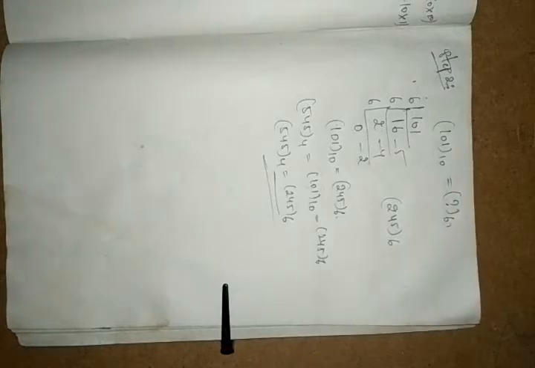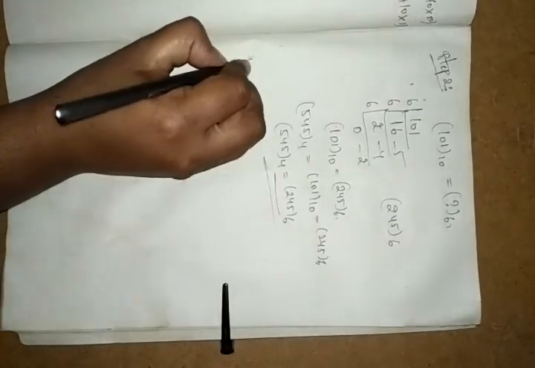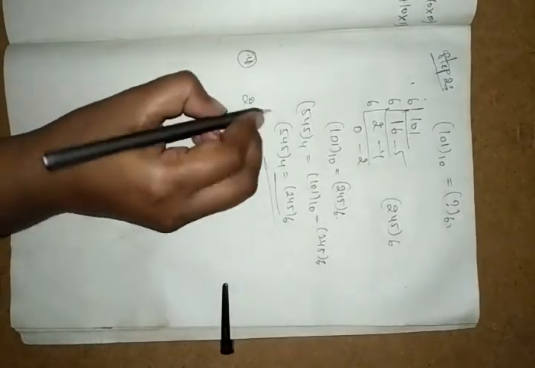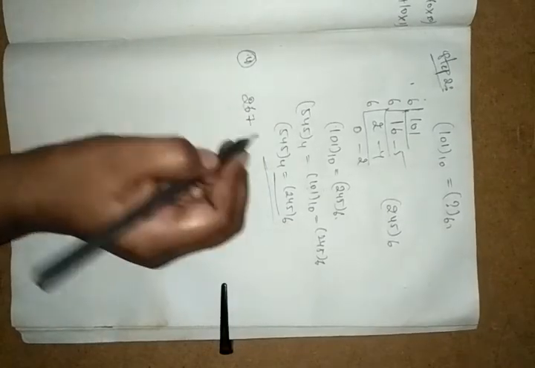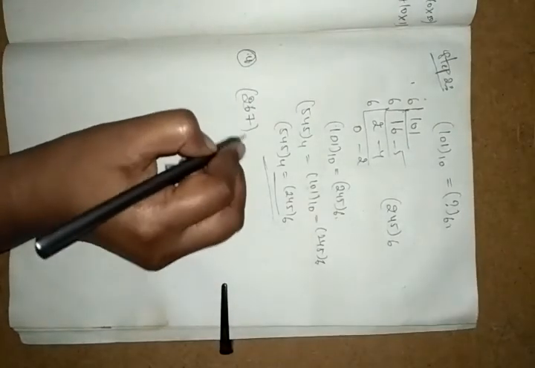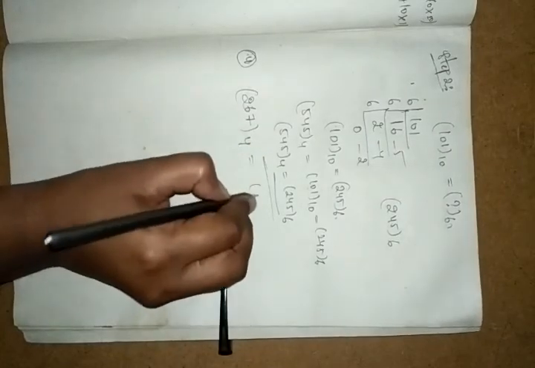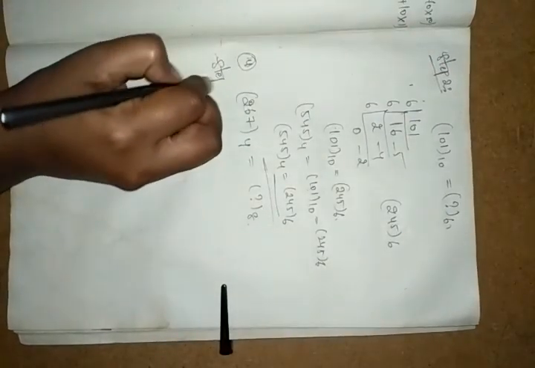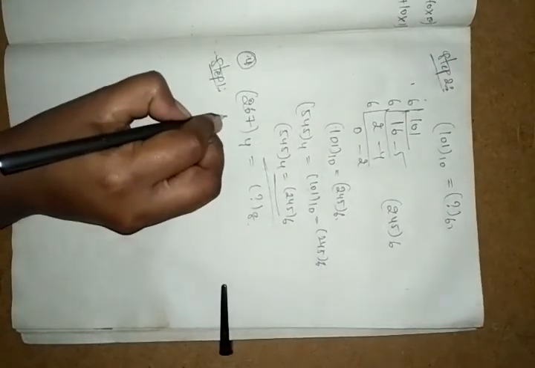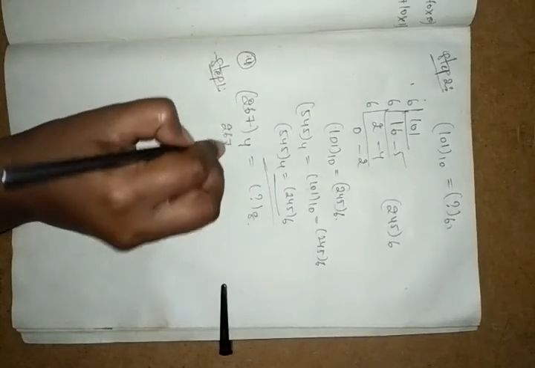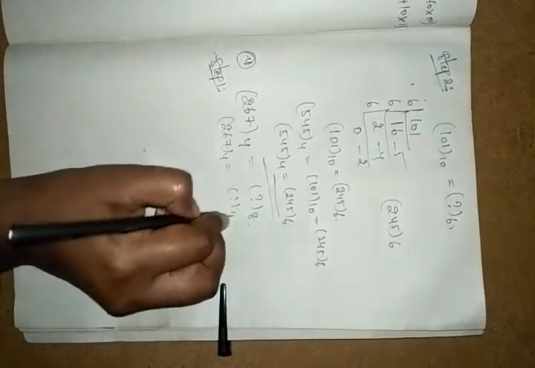Again, take another example. Here I'm taking 267 base 4, and this can be converted into base 8. Whatever it may be, you can choose anything. In step 1, you need to convert into the base 10 value first of all, so 267 can be converted into the base value.